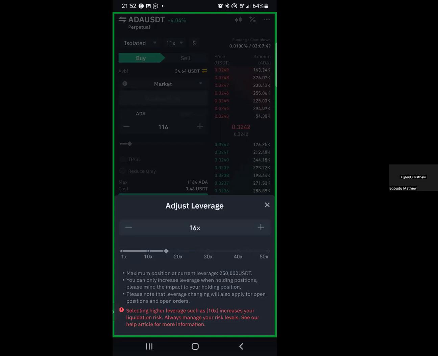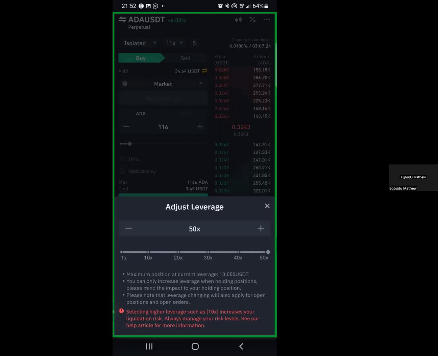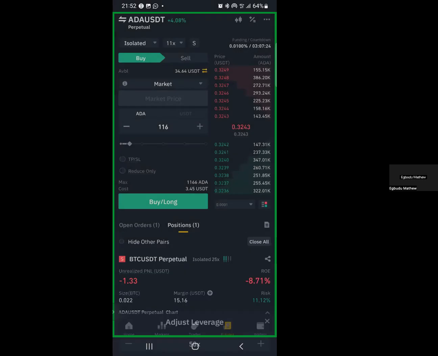Now, if you check, there are some pairs that are quite volatile. Pairs that are quite volatile tend to have lesser leverage opportunities. Let's look at ADA USDT. For ADA USDT, the highest leverage you can use is 50x. But there are other pairs that you can do 125x. Example.